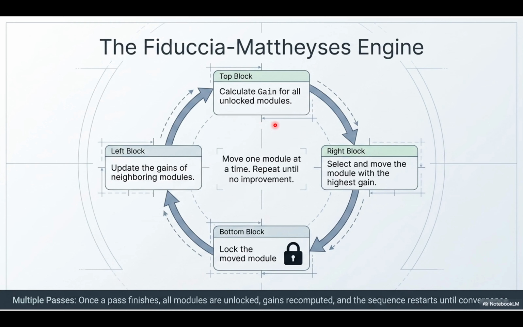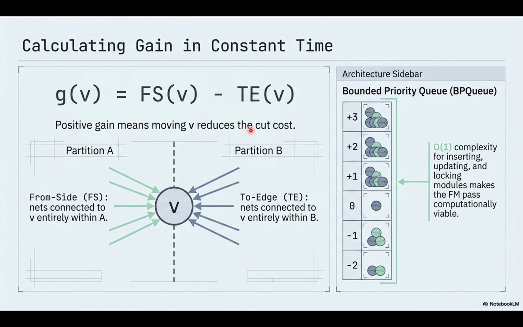So the math dictates whether moving a specific module across the boundary will actually reduce the overall cut cost. The source defines the formula as gain = FS(v) − TE(v). So gain equals the from side minus the to edge. Let's contextualize that formula a bit. Imagine a module currently sitting in block 0. The from side represents the number of nets connected to this module that are entirely contained within block 0. Okay. So if you move the module, you're going to drag those nets across the boundary, which increases your cut cost. So the from side acts like a penalty. These are the internal ties you'd be breaking.